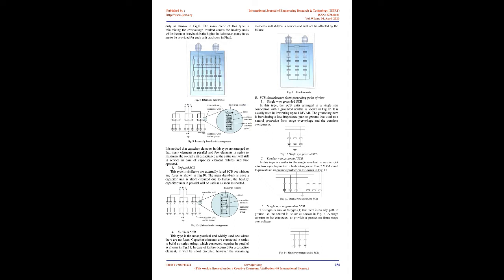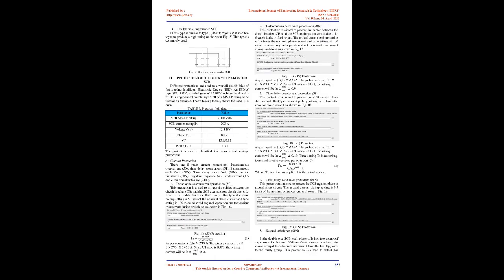Protection of double Wye ungrounded SCB. Different protections are used to cover all possibilities of faults using an Intelligent Electronic Device, IED. An IED of type SEL-487V, a switchgear of 13.8 kV voltage level and a fuseless ungrounded double Wye SCB of 7 MVAR rating are used as an example. The following Table I shows the used SCB data.